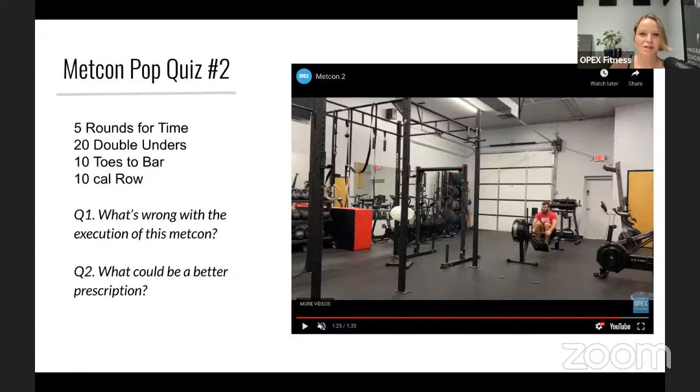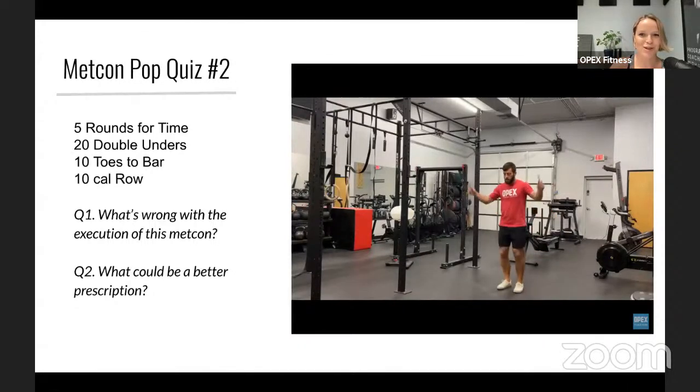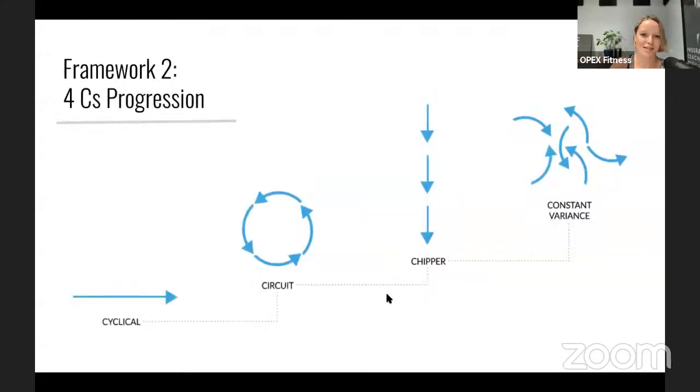All right, guys, thanks for playing. Let's move on to our second framework. So we have our 4 C's progression now. I'm going to pass it back to you, Carl, to talk us through the 4 C's.